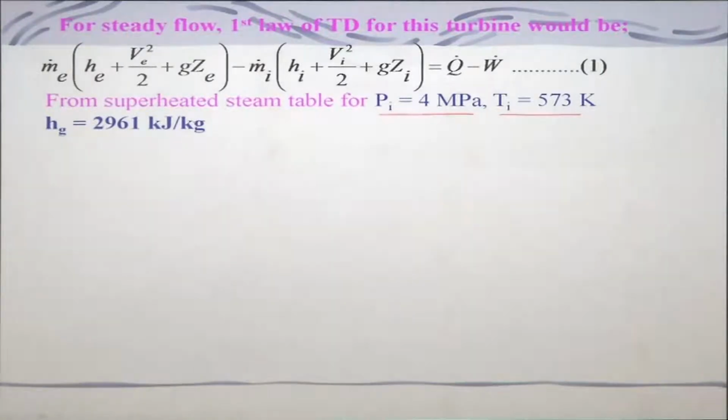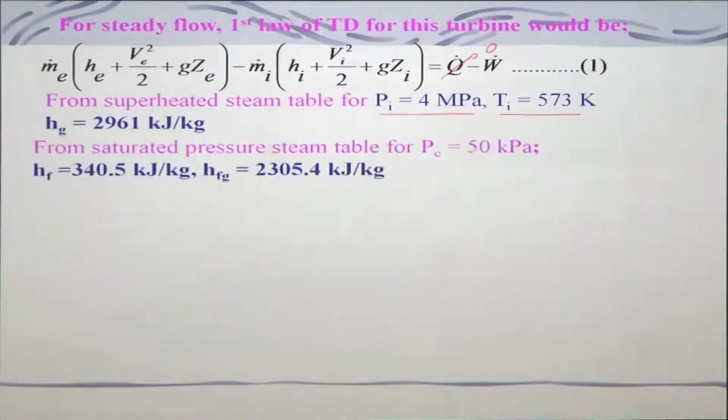And keep in mind that for the steady flow equation, we had neglected the kinetic energy and potential energy terms, but here we are keeping them. However, we will make the heat term 0 because it is an adiabatic turbine.